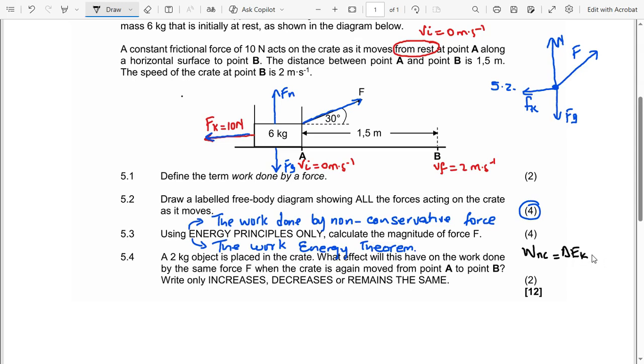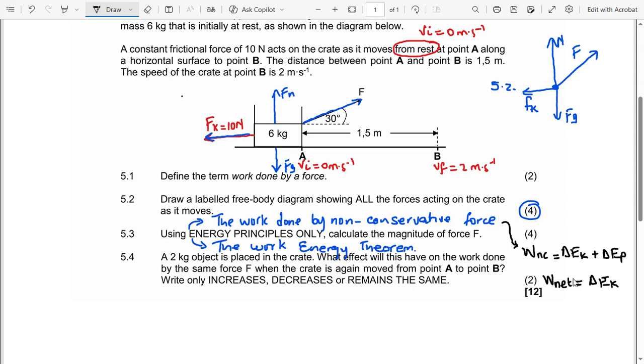Then we add this with the change in potential energy, EP. That's the formula for the work done by the non-conservative force. The work-energy theorem says that the total net work is equal to the change in EK. So these are the two formulas that we can use to solve this. It's up to you which formula you want to go with. Even if you use either of these formulas, you'll still get it right.